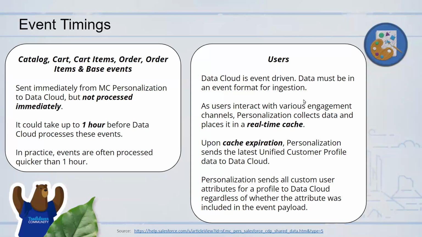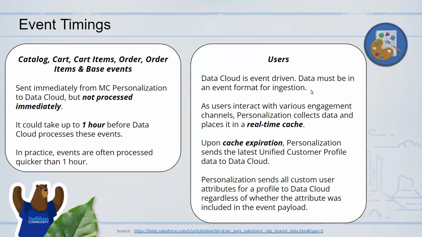So users. Let's start talking about this conceptually at a very high level. As we've written it, Data Cloud's event driven. What does that mean? It means data that's coming into Data Cloud from any source, not just personalization or others, comes in via an event format in that ingestion. And as we look at users interacting with different channels, personalization collects data and puts it in a real-time cache, but that real-time cache is not just an event format. And that real-time cache is going to send the latest information to Data Cloud.